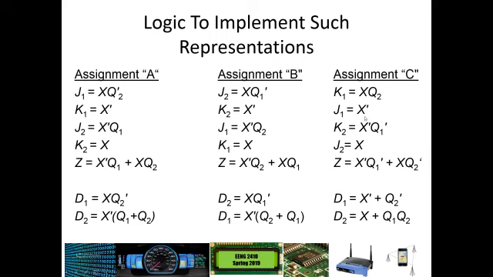When you do the same logic with things complemented, what you see is that you get XQ2 instead of XQ2 prime. And similarly down here you see Q1 prime instead of Q1. And then down here you see Q1 prime instead of Q1. And over here you see Q2 prime instead of just Q2. And so very similar logic to what we have.